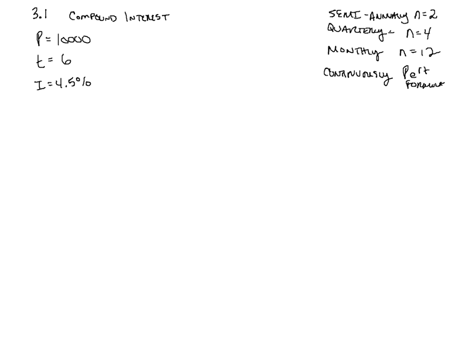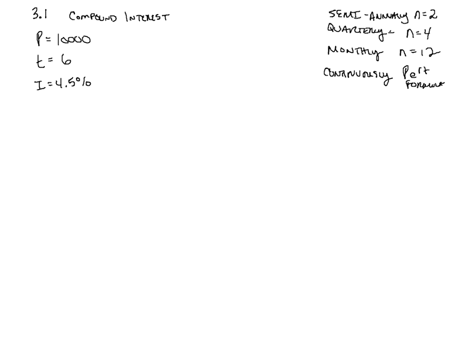I have Latoya with me today, and she has brought a question here about compounding interest, which is a topic from 3.1. She's given me the information for it here, and the question asks you to calculate the accumulated value for the account semi-annually, quarterly, monthly, and then continuously.